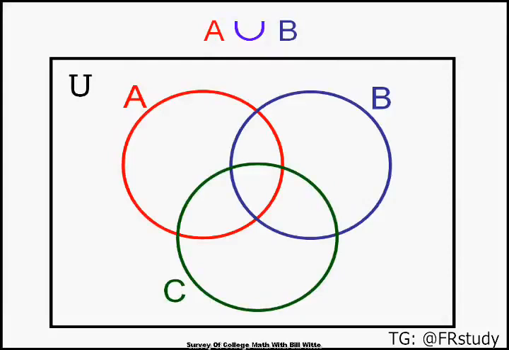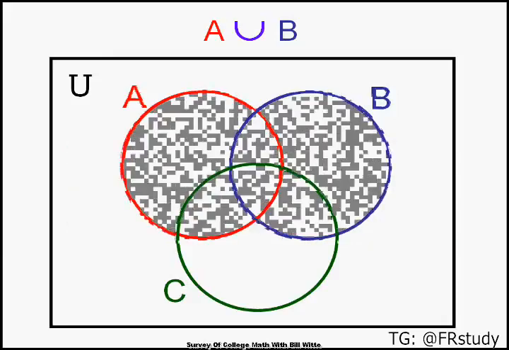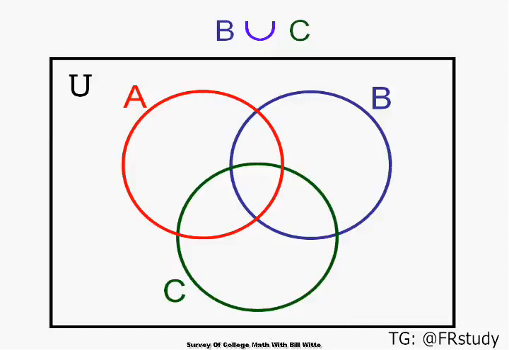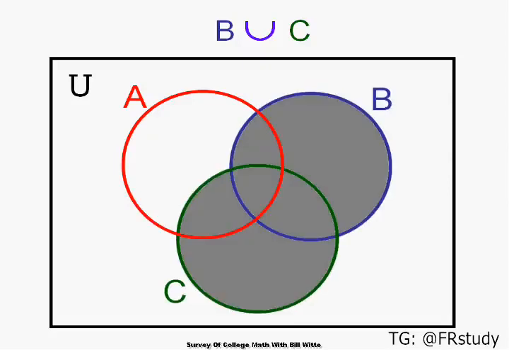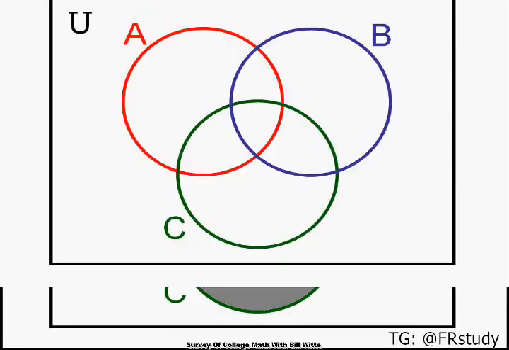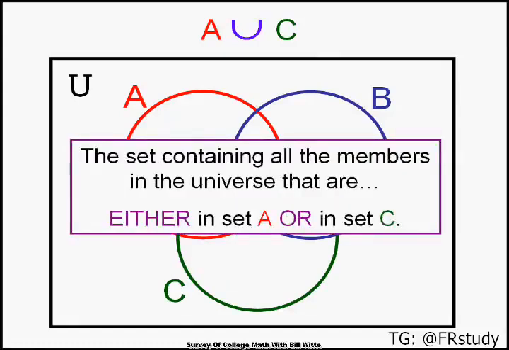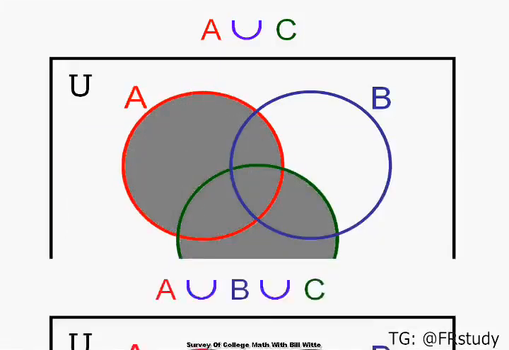What do you think the union of A and B is? We did this already. All you have to be is in A or B. Okay, that's easy. And B union with C, all you have to be is in B or in C. Excellent. And A union with C, all you have to be is in A or in C. You just have to pay attention to what the letters are.